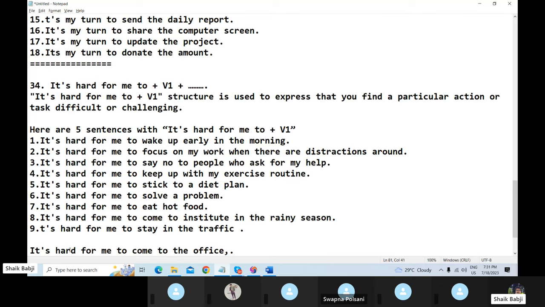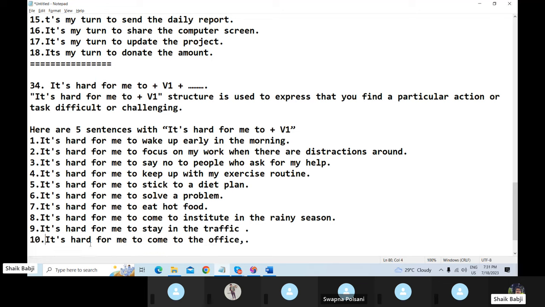These sentences are from Venky. It's hard for me to stay in the traffic. Very fine. It's hard for me to come to the office. Very fine. Come to the office in the heavy traffic. It's hard for me. Heavy traffic. Okay, fine.